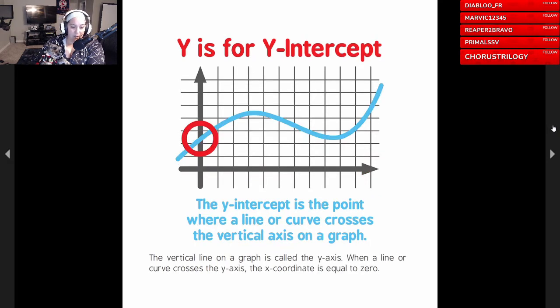Y is for Y-intercept. The Y-intercept is the point where a line or a curve crosses the vertical axis on a graph. The vertical line on a graph is called the y-axis. When a line or curve crosses the y-axis, the x-coordinate is equal to 0.